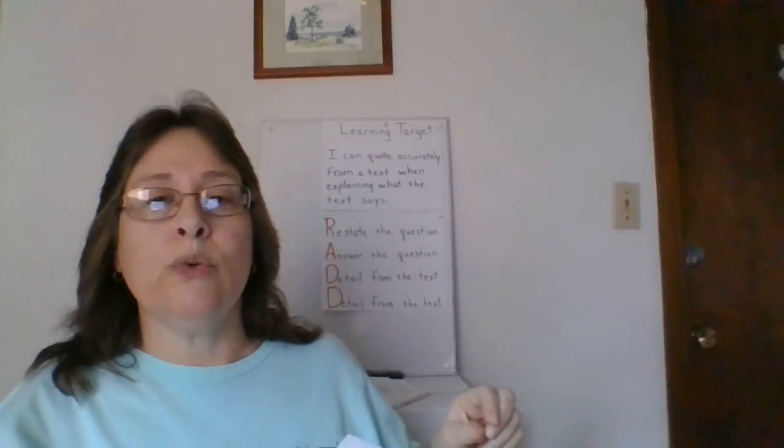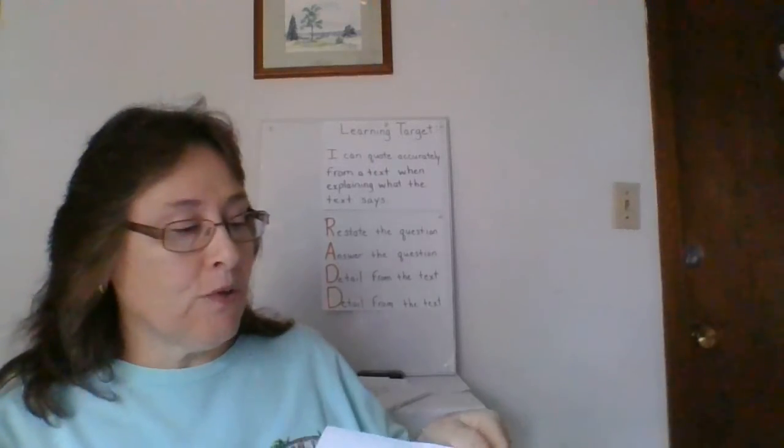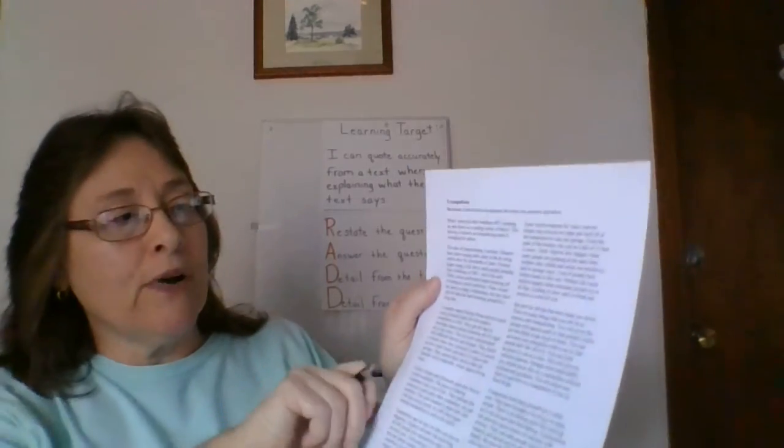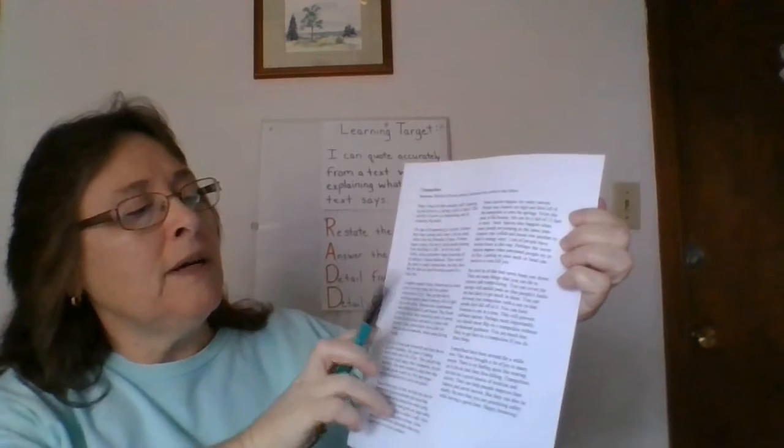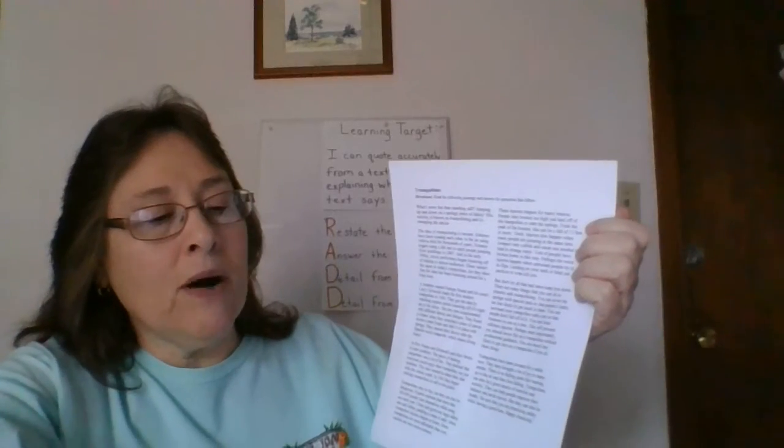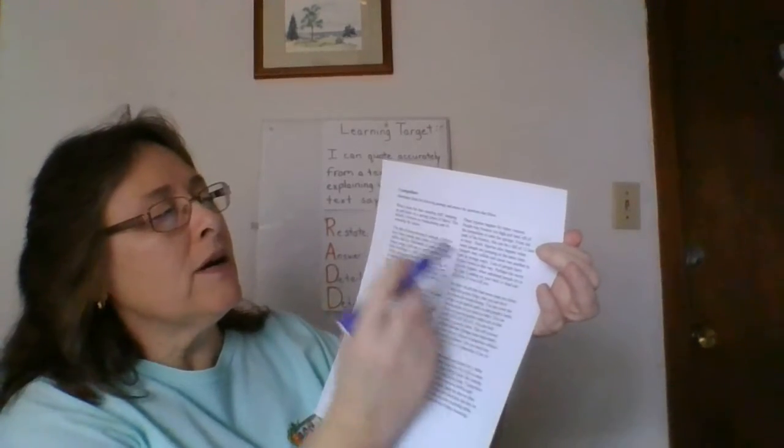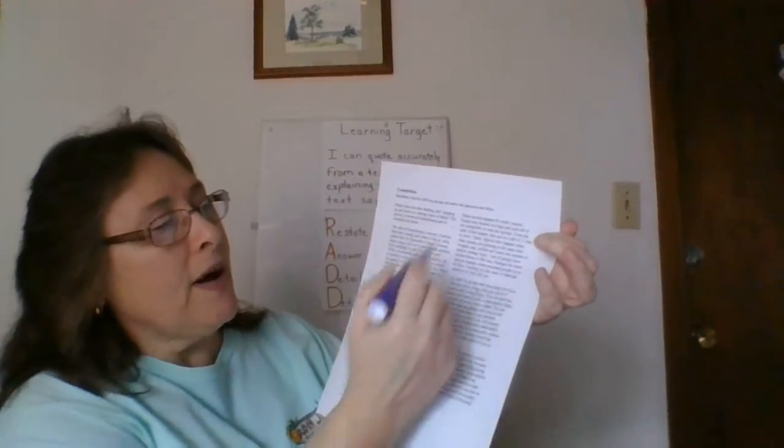Now I go to the D, which means give me a detail from the text. Well, if I looked at my text, the paragraph that talked about what I can do to prevent injuries was this paragraph 7 right here. 1, 2, 3, 4, 5, 6, 7. This paragraph 7 right here talked about how I can prevent injuries.